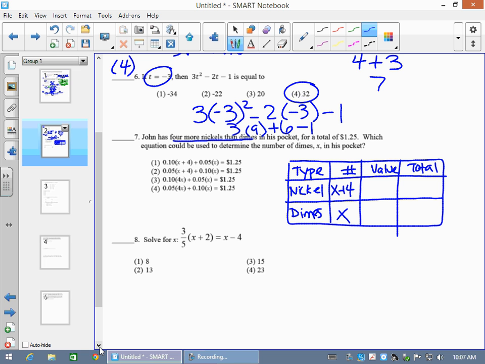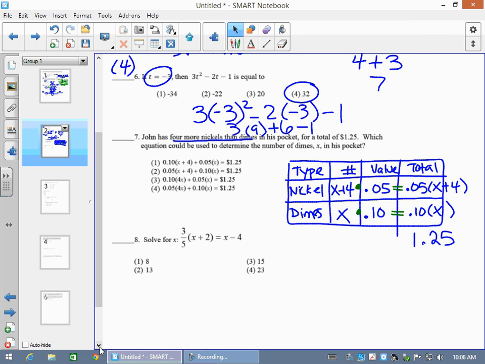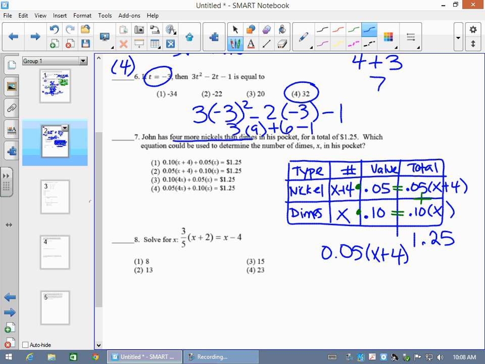So I'm going to set up my values, 5 cents for nickels, 10 cents for my dimes, and then remember, we always take our number and value columns and multiply them to get the total. So 0.05 times x plus 4, 0.10 times x, you don't really need that parenthesis, and I know it's going to be equal to 1.25. So if I set up my total columns now to add down to the total, I end up with this equation equal to 1.25, which is choice 2.